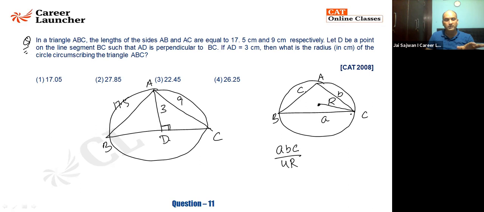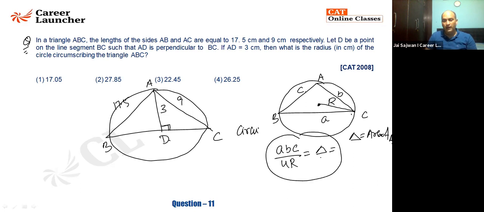From the center, if you connect to the circumference of the circle, that is the radius, equal to delta. Delta is known as the area. Delta, you remember I told you, is the area of the triangle. So I'll say abc upon 4R is equal to delta. This is a formula applicable whenever it is circumscribing.